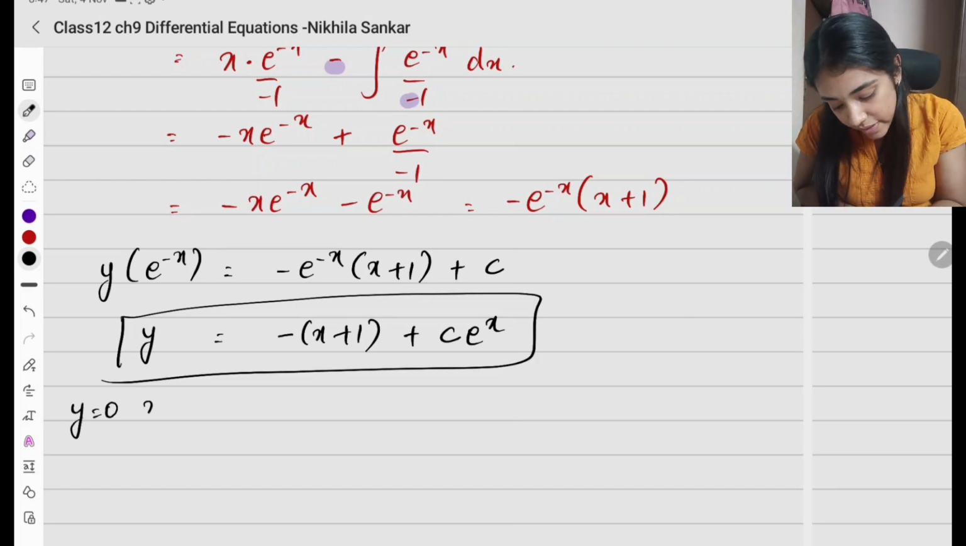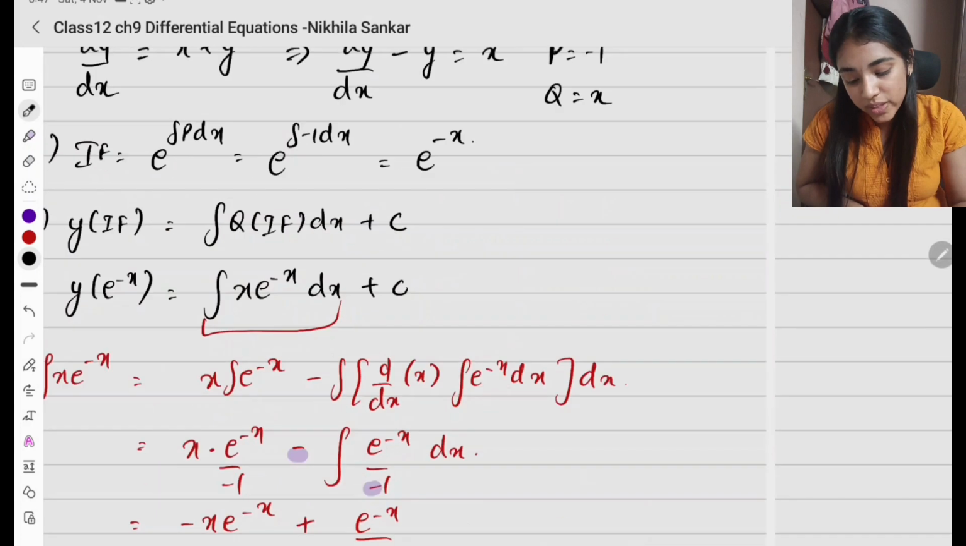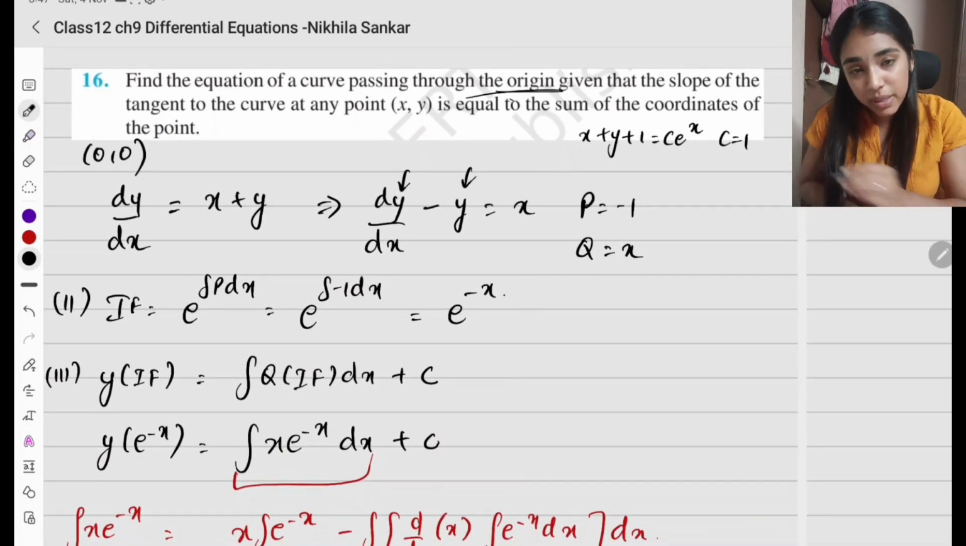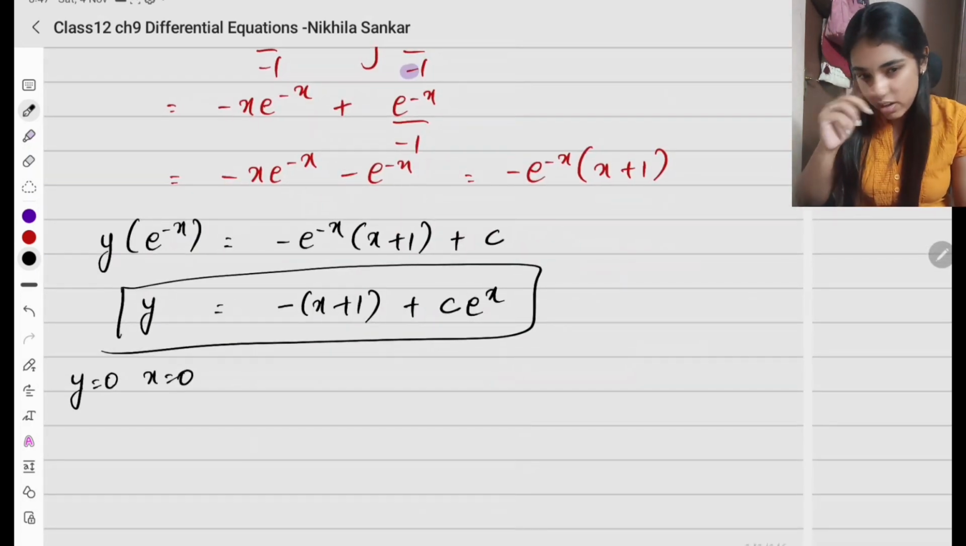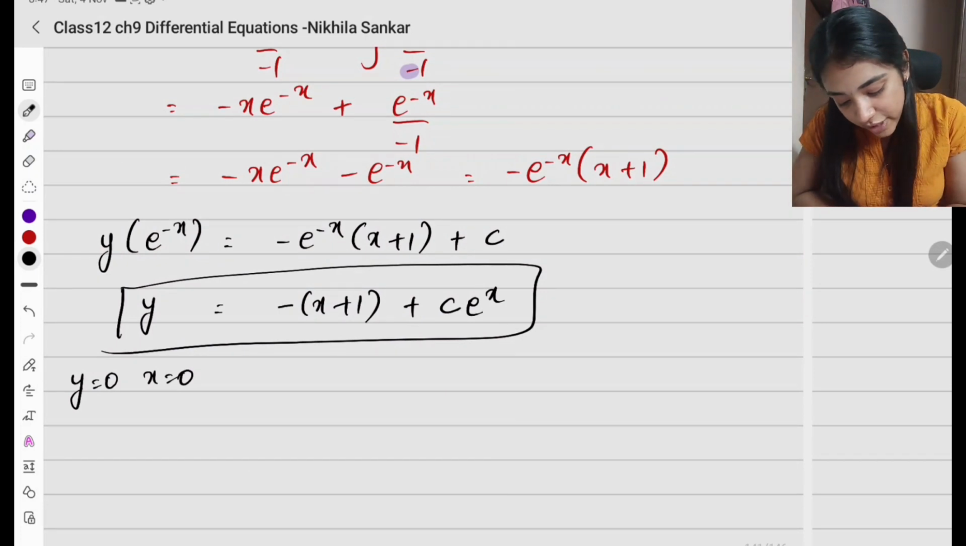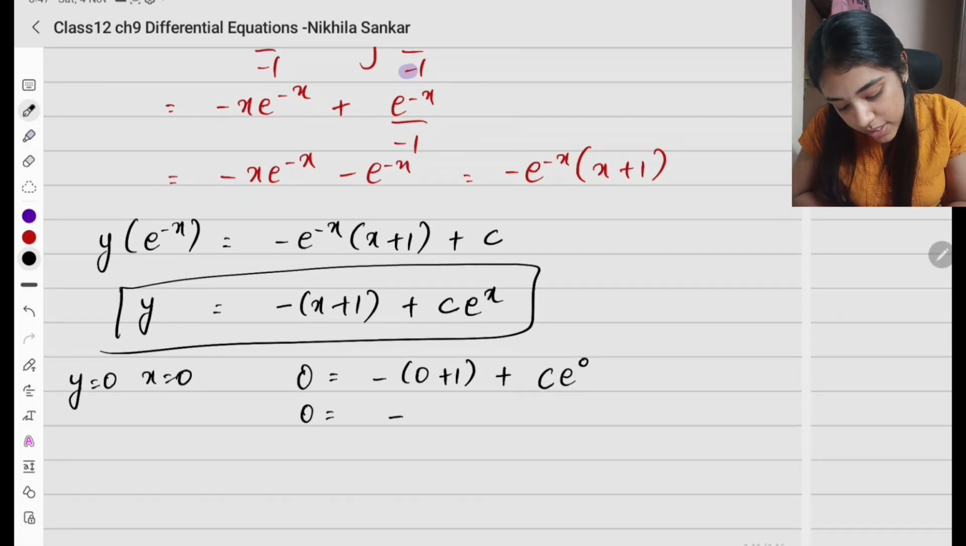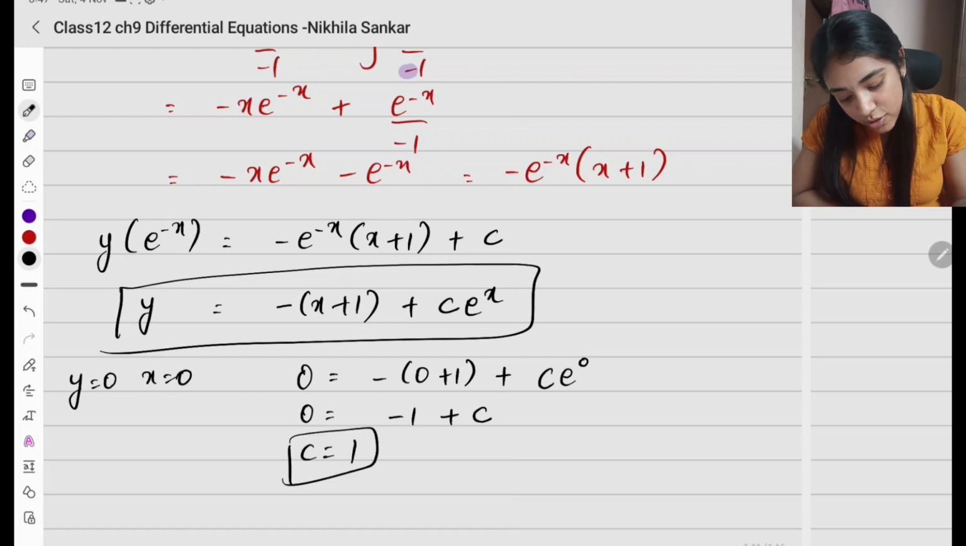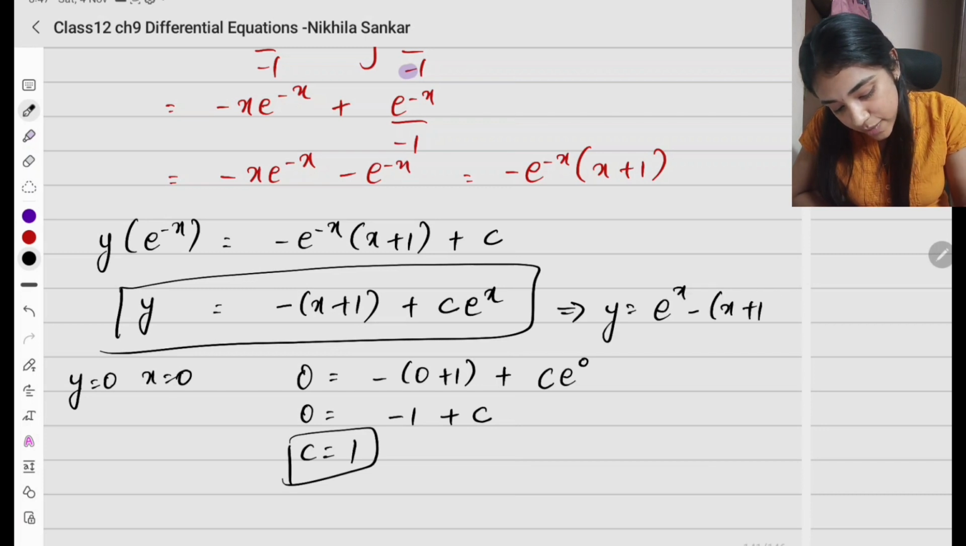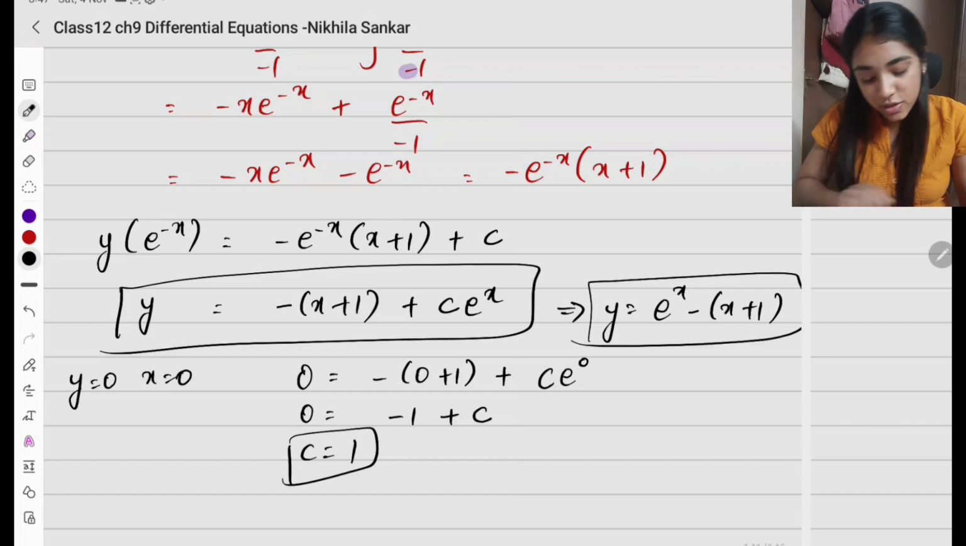Origin சொல்லிருந்தா, so I have x equals 0 and y equals 0. இந்த இடத்துல origin போட்டிருக்கான questionல அப்படின்னா 0, 0. They have given the value for y and x. So substitute. Find the value of c. So 0 equals minus of 0 plus 1 plus c e to the 0. So என்ன இருக்கு? 0 equals minus 1 plus c. C equals 1. So what is my final solution? This is going to be y equals e to the x minus of x plus 1. This is my final solution.